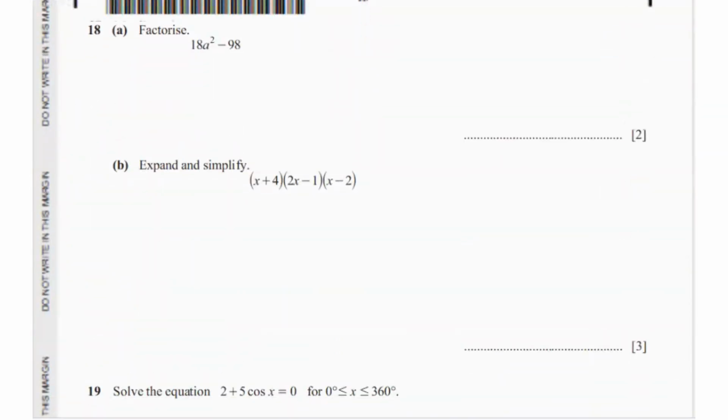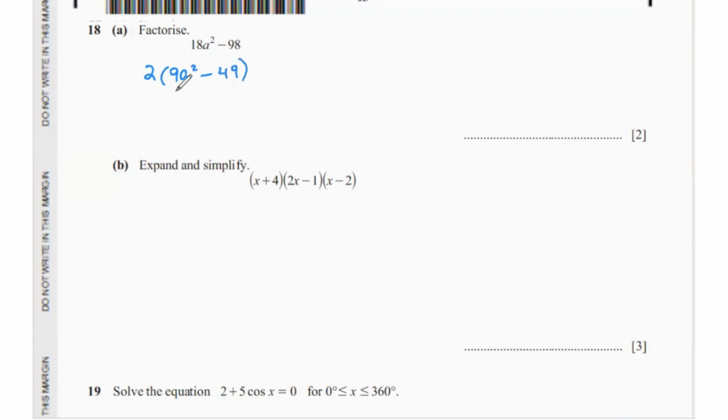Question 18 says factorize 18a squared minus 98. So we need to see whether there's a highest common factor between 18 and 98. So 18 and 98 both come in the 2 times table. They do not come in the 9 times table, the 3 times table, or the 6 times table. So that means we can only take 2 common over here. So 2 bracket 9a squared minus 49.